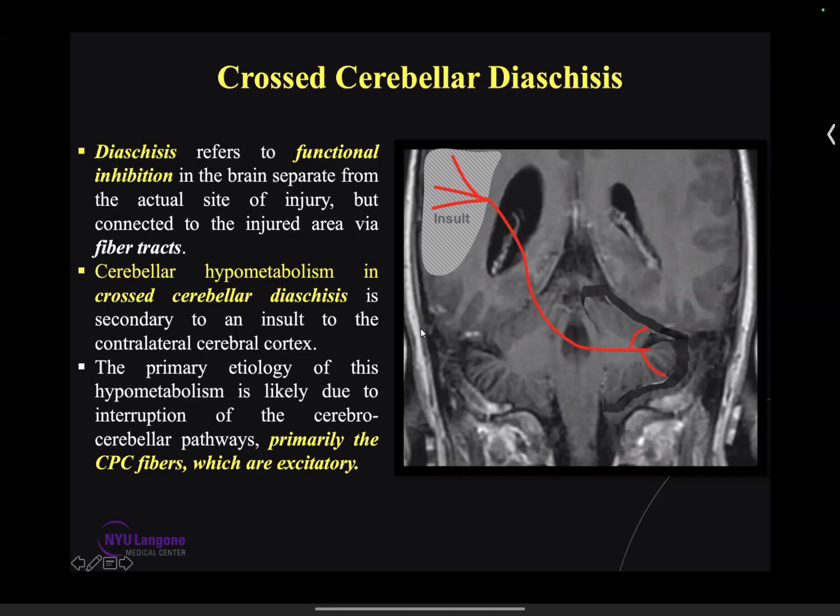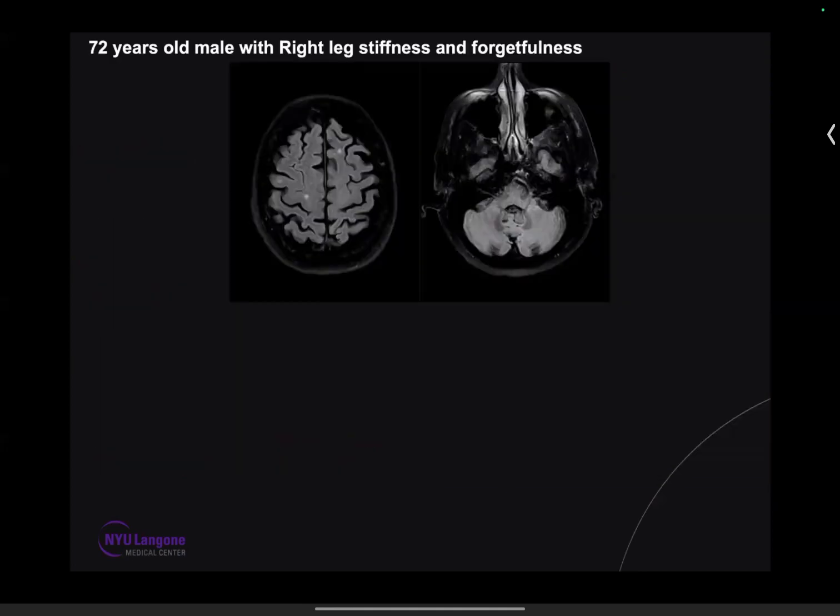It's just a cartoon showing you any insult in the cerebral hemisphere will disrupt these pathways, which are excitatory in nature. So that excitatory signal is missing. And that's the reason it leads to cerebellar hypometabolism and crossed cerebellar diaschisis, right? So we see that atrophy on anatomical images very often. And I'll show you now some very interesting cases. And if you pay attention to your physiologic imaging, you will see this more and more.